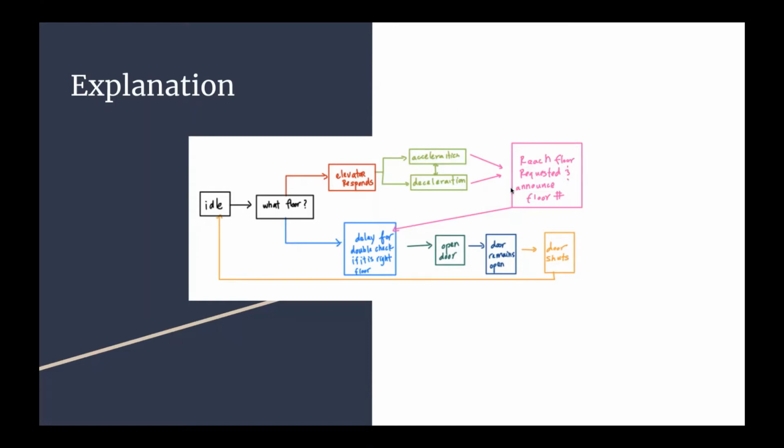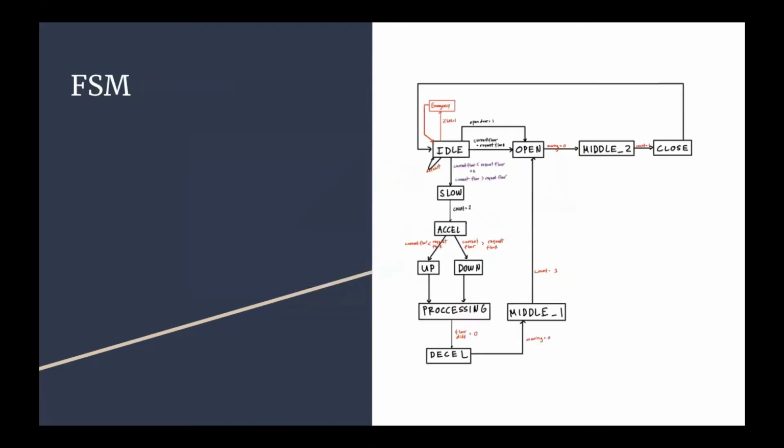And then eventually we reach the floor requested, and we announce the floor number, as we did in, I believe it was lab 3. And then there's a double check. There's a delay for a double check to make sure you're in the right floor. Then the door opens, and then it remains open, and eventually it'll shut down, and it'll go back to the idle state. And I'll pass to Andy Tran to introduce the FSM.